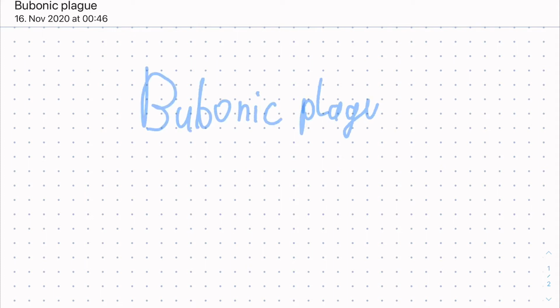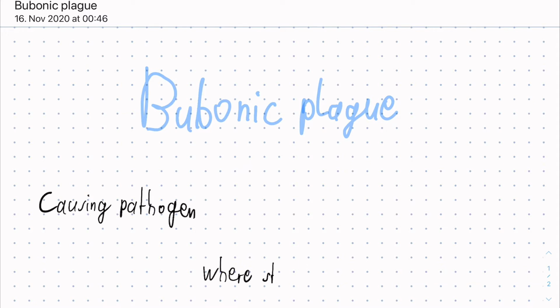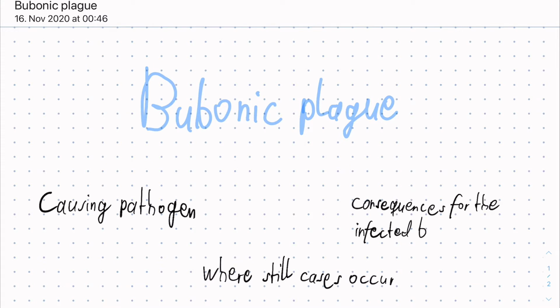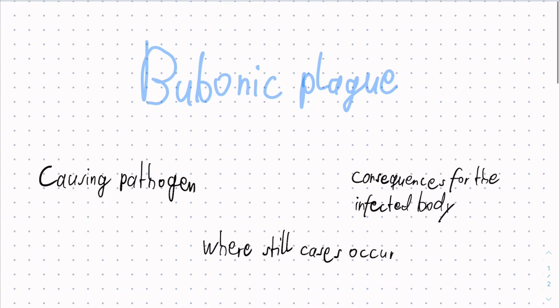Today we'll talk about the bubonic plague. We'll give a short introduction to its causing pathogen, where cases still occur, and the consequences it has on the infected body. Finally, we'll have a glimpse of the possible treatments.